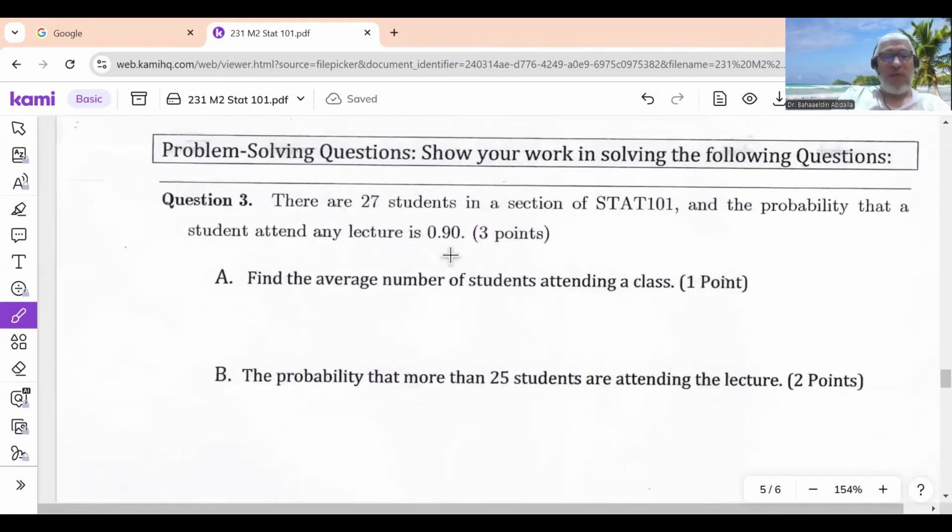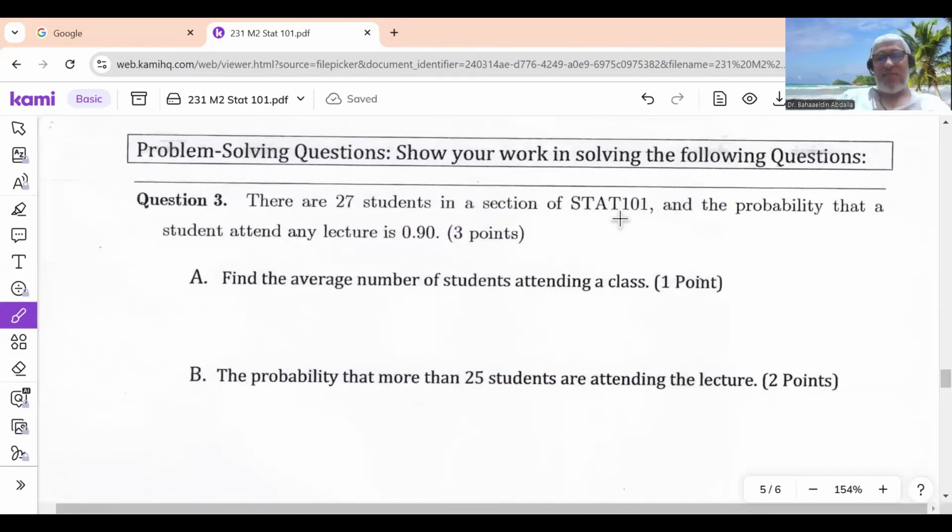Question 3. There are 27 students in a section of Stat 101. So this is N, the number. And the probability that a student attends any lecture is 0.9. So this is a probability. Whenever you find the number and the probability, the question is talking about binomial distribution. Find the average number of students attending a class. So he's asking about mu.